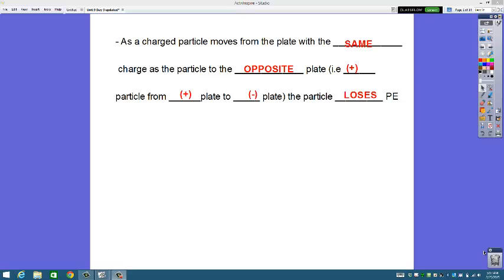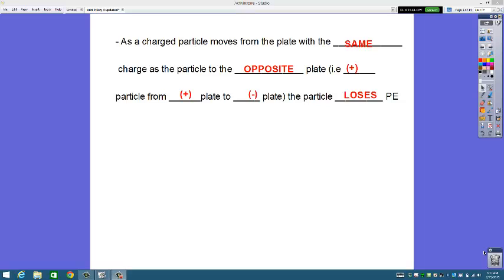So the first thing that we're looking at today is that when a particle moves from one plate of the same charge, so you have a positive plate, starts on a positive side, it's going to try and move to the opposite side, because remember it's going to want to repel away from the positive, be attracted towards the negative, so it would travel across the electric field to the other side. As it moves from the positive side of the plate to the negative side, it's going to lose potential energy because it's going to decrease that distance from the other particle that it's attracted to.